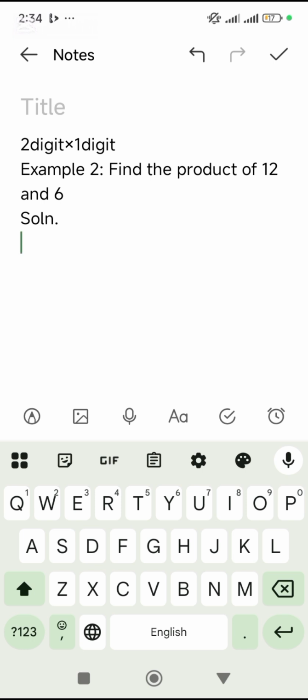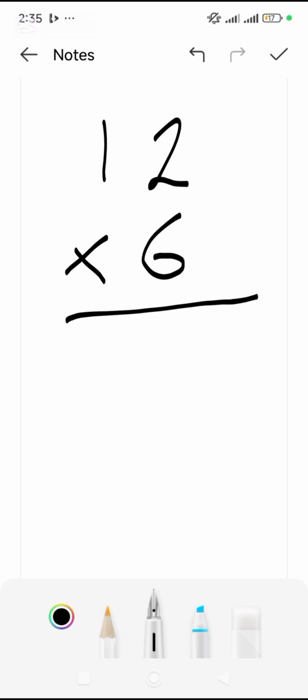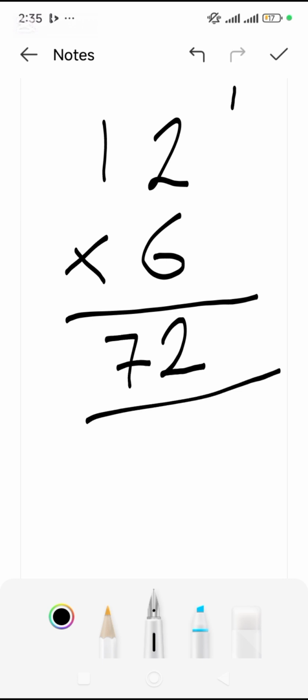Solution. We have 12 times 6. Now you are going to start from the right hand side. 6 times 2 is 12. You write 2 and carry 1. Then 6 times 1 is 6, plus the 1 you carried is 7. And that will be 72.